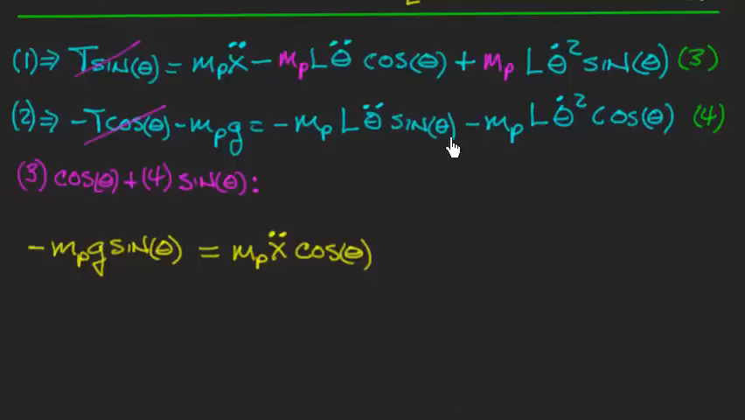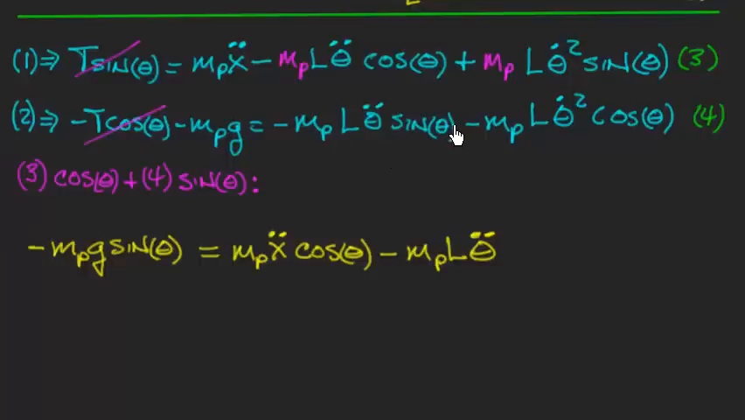So when I do these operations with the cosine and the sine, and I add the terms together, these two terms combine in a really nice, simple way. I get minus m_p l theta double dot, and since cosine squared plus sine squared is 1, boom, that's all I get out of those two. Simplifies quite nicely.